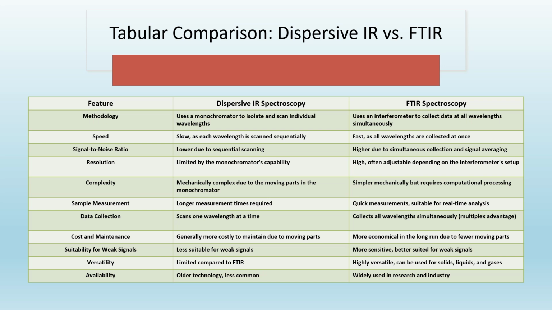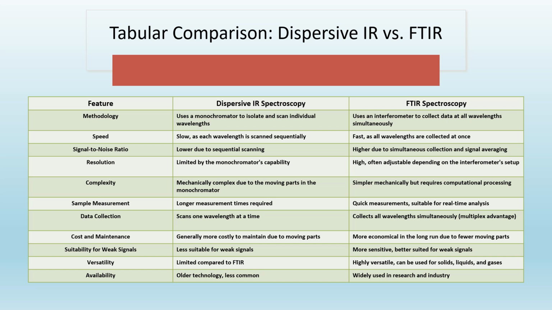When it comes to signal-to-noise ratio, FTIR is better because it collects all wavelengths at once and averages signals. And for resolution, dispersive IR is limited by the monochromator's capability, while FTIR offers higher adjustable resolution thanks to its advanced setup. Section 3. Complexity and Maintenance.